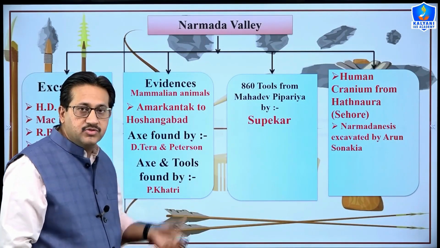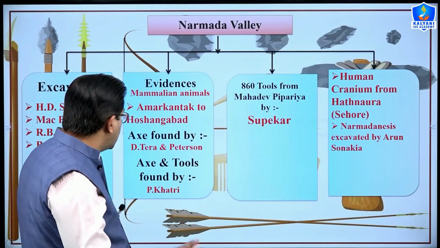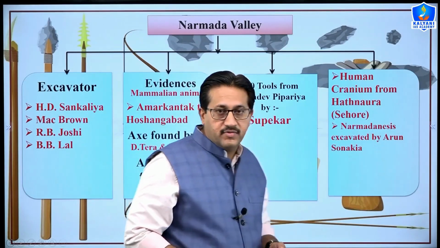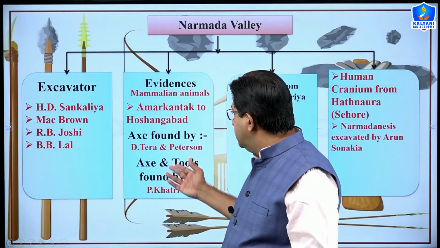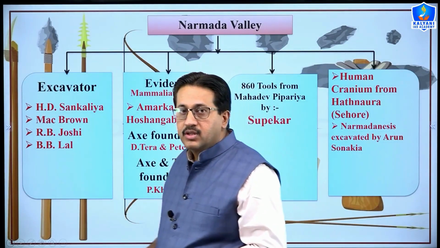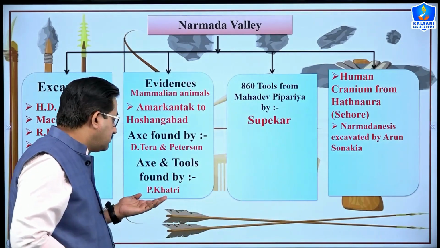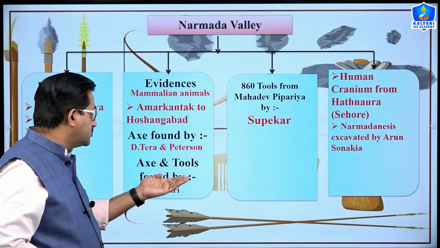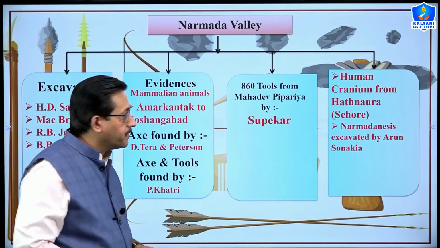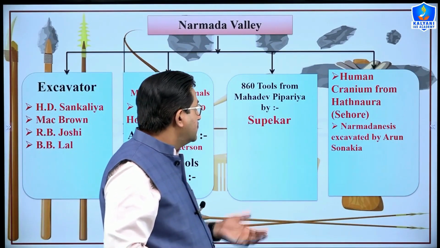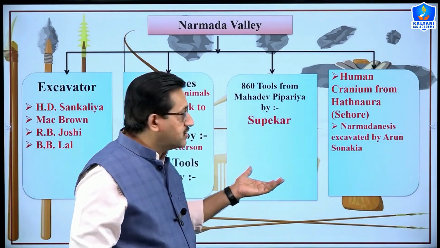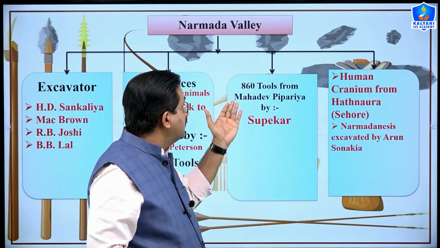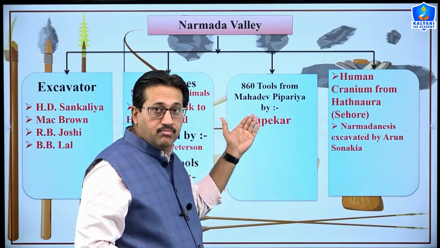Apart from this, if we talk about the region between Amarkantak to Hoshangabad, we have evidences related to mammalian animals also. If I talk about De Terra and Paterson, during their excavations they found evidences of tools also. If I talk about P. Khatri, he got evidences of various tools and axes also. Supekar, during his excavations, found 862 tools from Mahadev Piparia.